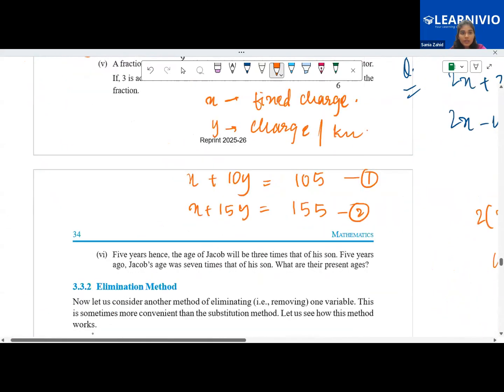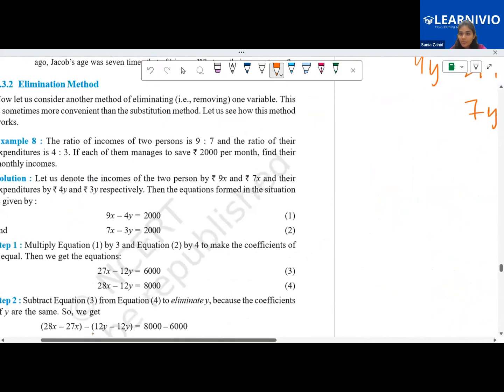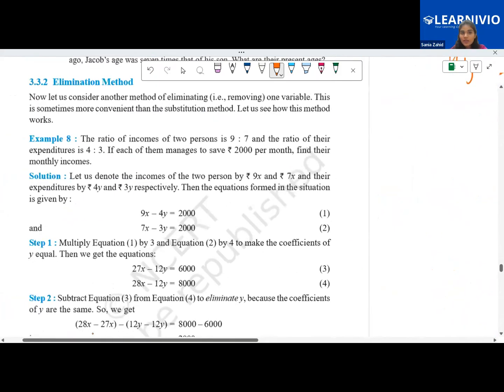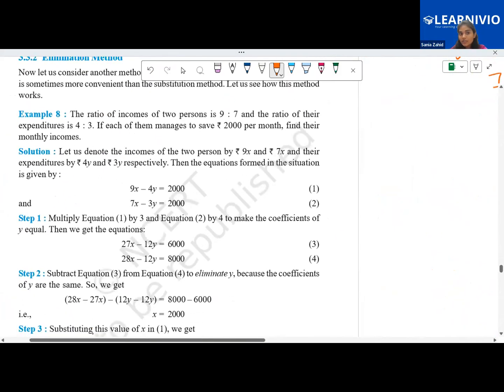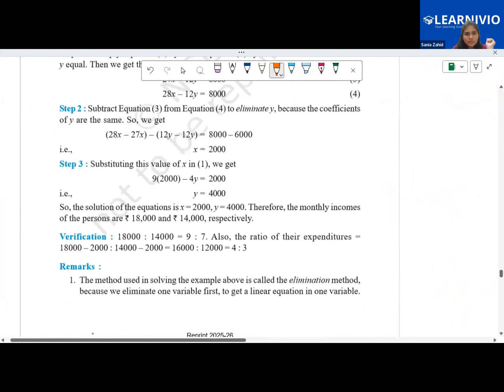Now I want to start the elimination method, the basics of the elimination method. Okay. So please focus very carefully on what we have. This question says the ratio of incomes of two persons is 9:7, and the ratio of their expenditure is 4:3. Wait, I'll not explain this one.